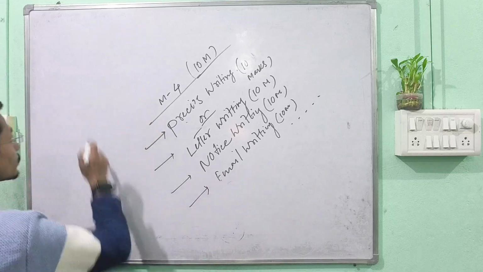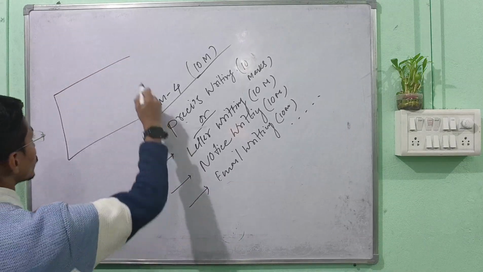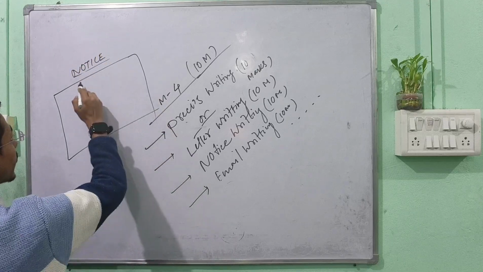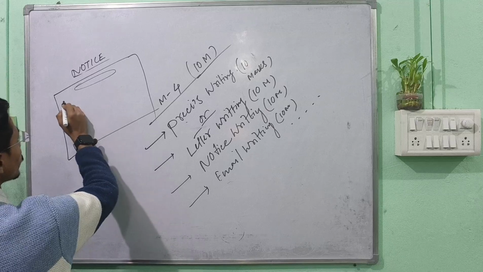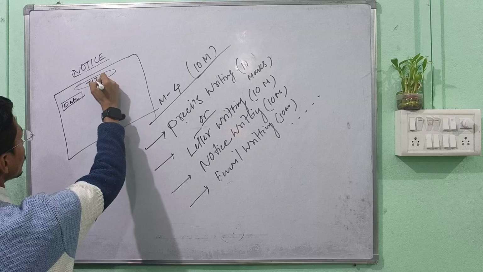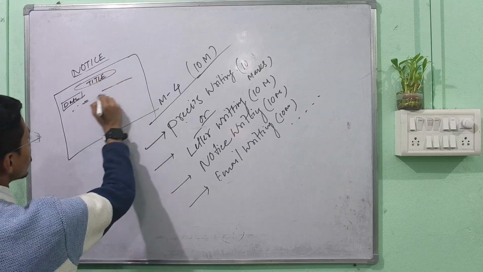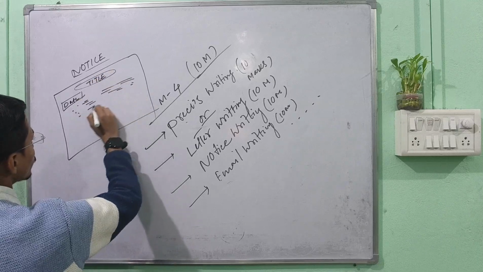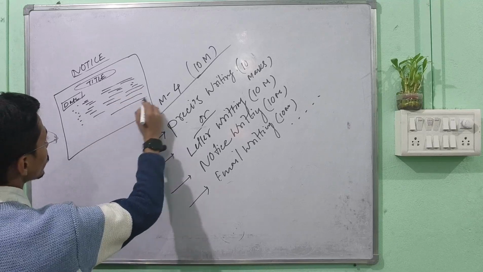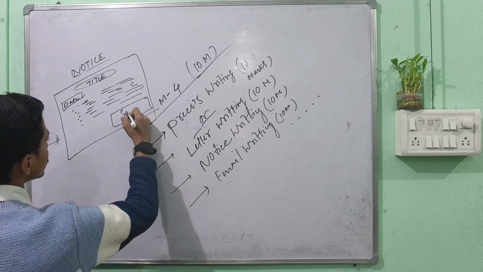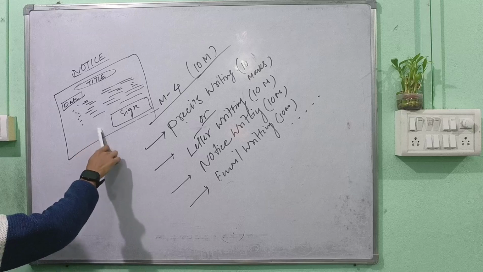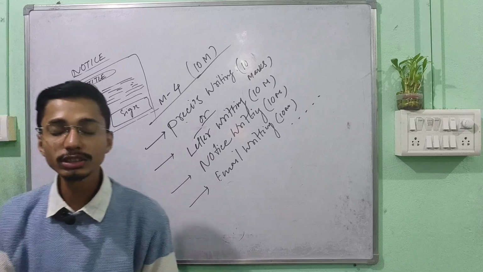Suppose there was a box, okay, there was a box, you have to write notice, and then you have to give a title, then you have to mention date, then you have to write within few words, not more than 100 words or 120 words. Then you can give your signature, okay. This is a basic format of a notice writing, okay.